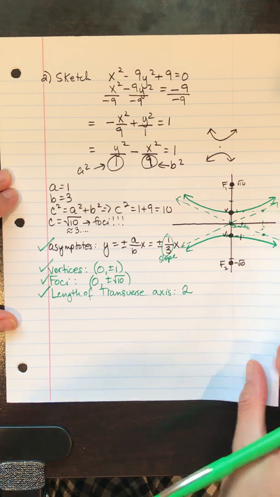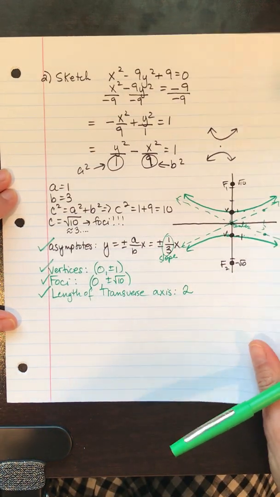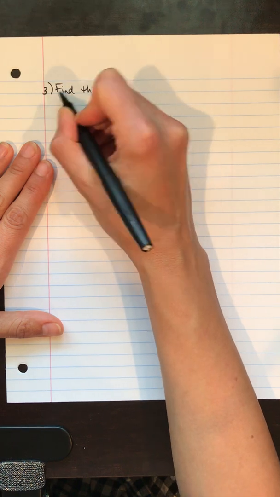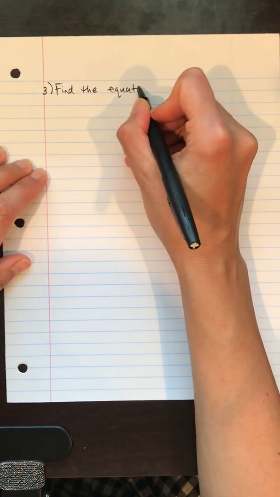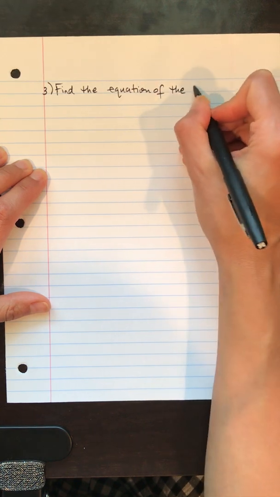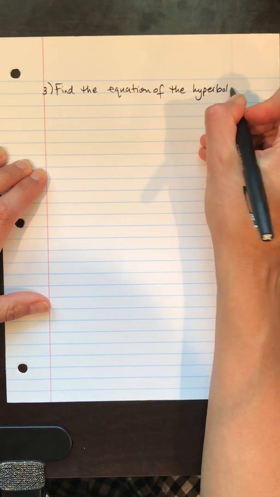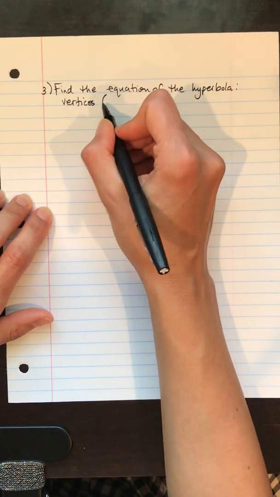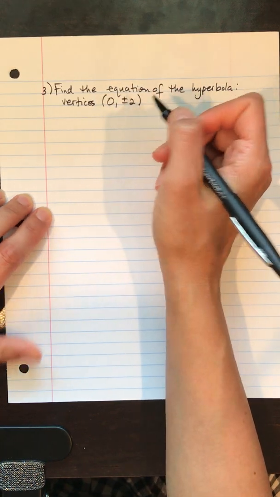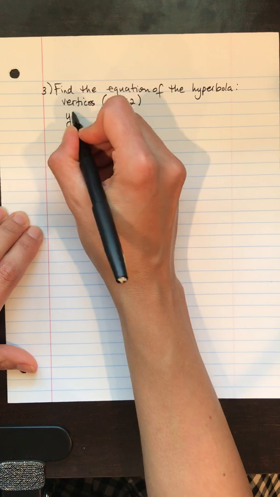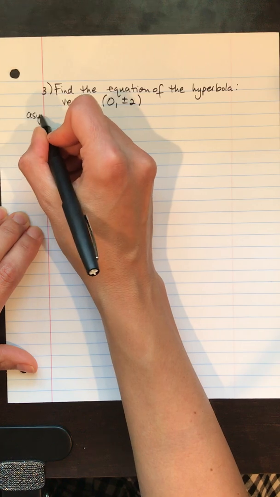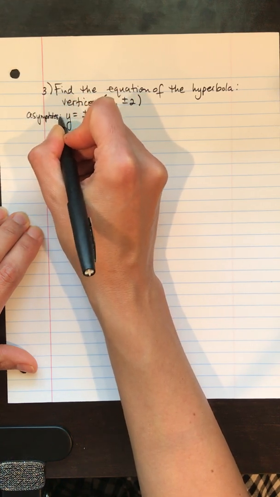Okay. All right, I'm going to do one more example, and this time I'm not going to ask you to sketch, but I'm going to ask you to find the equation of the hyperbola. So, last problem here. Find the equation of the hyperbola with the given information. So it's got vertices at (0, positive and negative 2). And then it's got two asymptotes, positive and negative 2x. Okay, so asymptotes. And that's all I'm going to tell you.